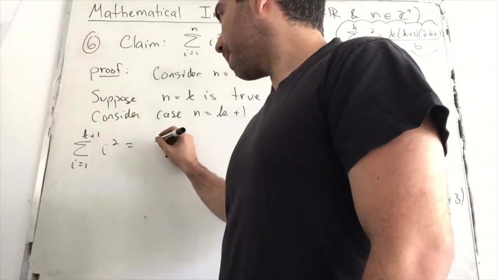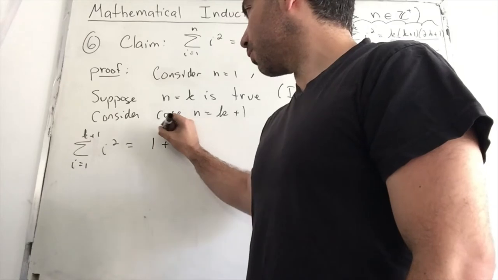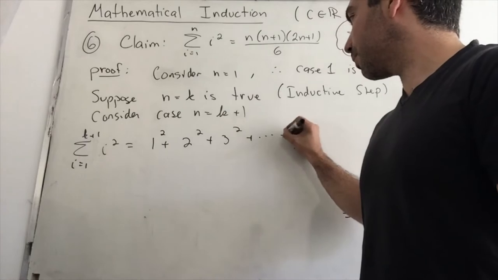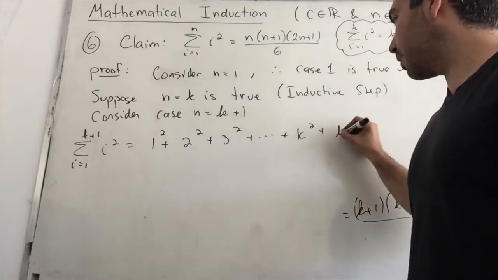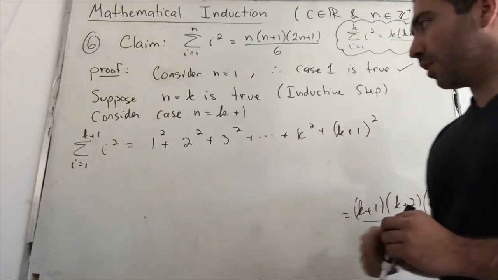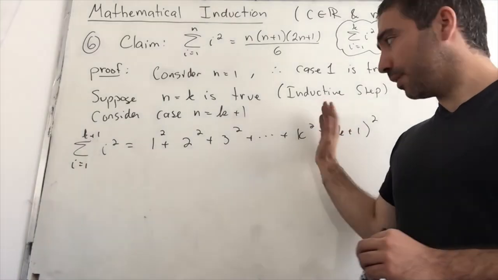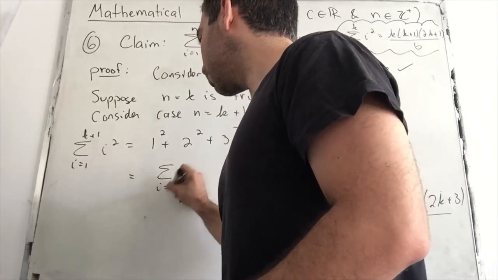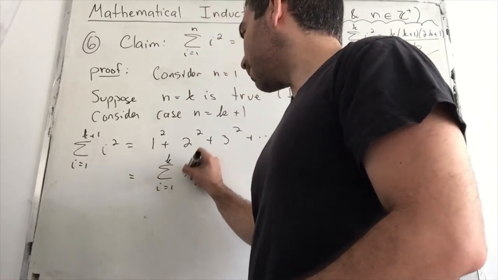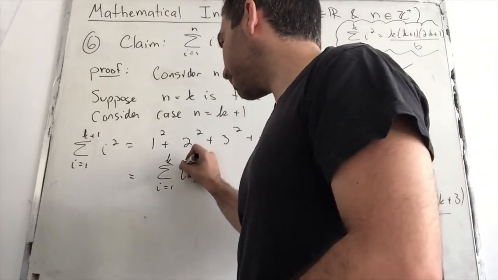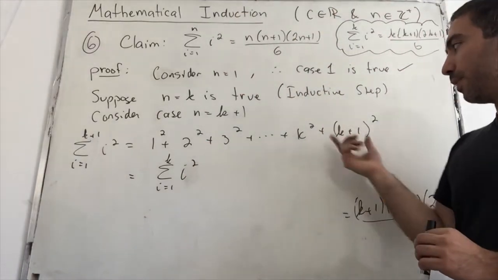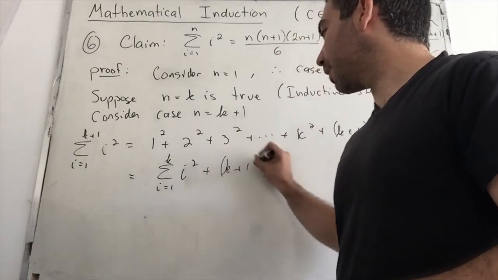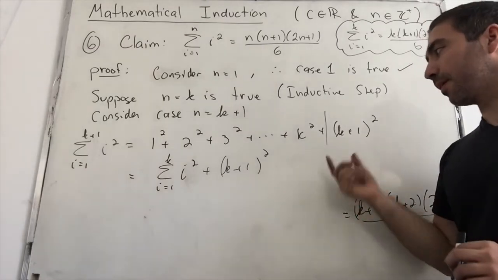So we have basically 1 squared plus 2 squared plus 3 squared plus dot dot dot plus k squared plus k plus 1, all that squared. We break it up at the kth step. So we repackage the first k terms, giving us the sum i equals 1 to k of i squared. But since we stopped here, we have to include this piece. So we have plus k plus 1, all that squared. So we stopped here, and then we added them in.